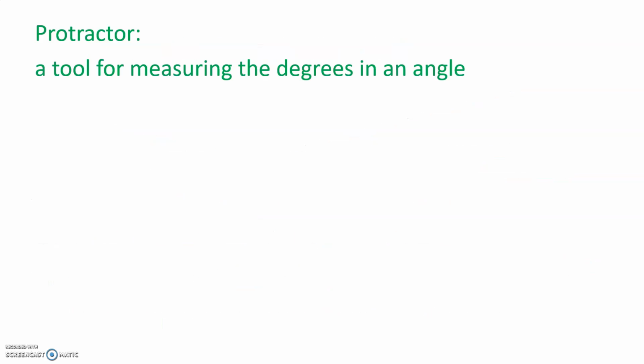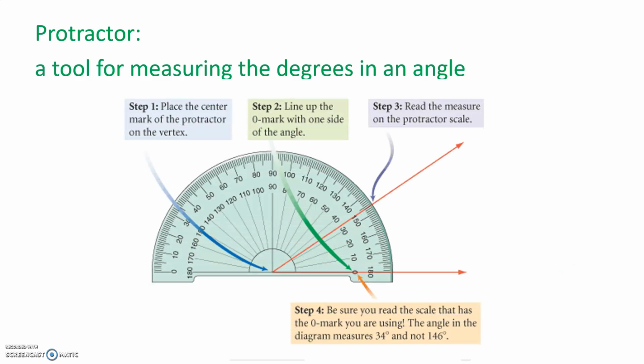A protractor is a tool for measuring the degrees in an angle. I'm sure in grade school some of you have used this. Step 1, if you're going to measure an angle, place the center mark of the protractor on the vertex. Sometimes there's a hole, and sometimes it's just a mark, and sometimes it's like where some line segments come together. So on this protractor, I would place that center on the vertex of the angle. Step 2, line up the 0 mark, here, with one side of the angle.